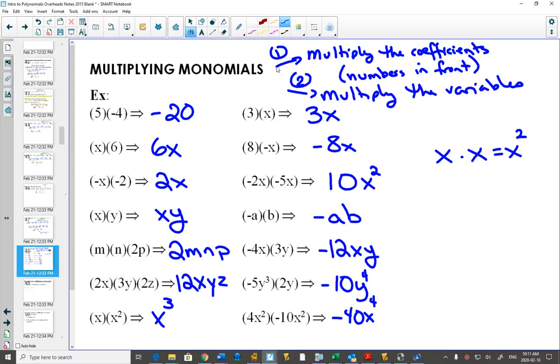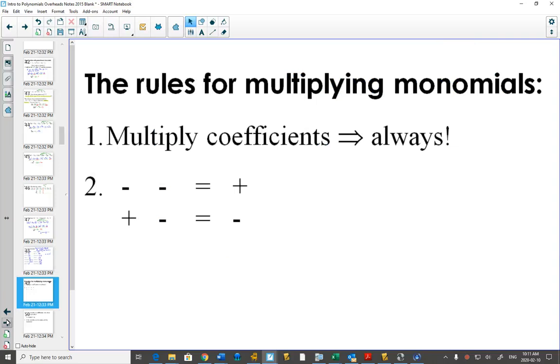So here's a summary of what we just did. We multiplied our coefficients, the numbers in front. We do that always first. Remember, a negative times a negative is positive. A positive times a negative is negative. This number 2 is just a review from what we did in first semester.